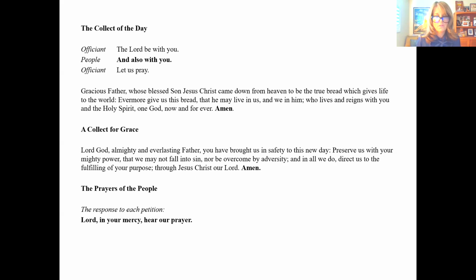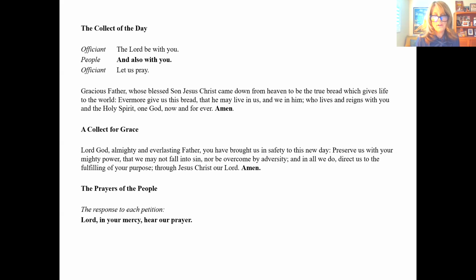Lord, for doctors, nurses, and all caregivers, we pray your protection over them from this virus. For those working to develop ways to contain and find medicine to prevent this virus, we ask your guidance, we pray. Lord, in your mercy, hear our prayer.